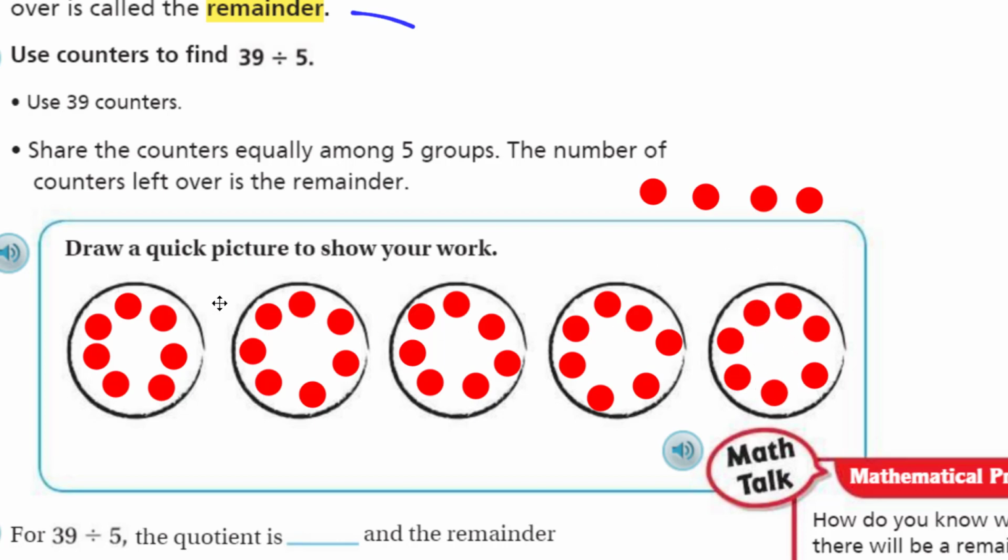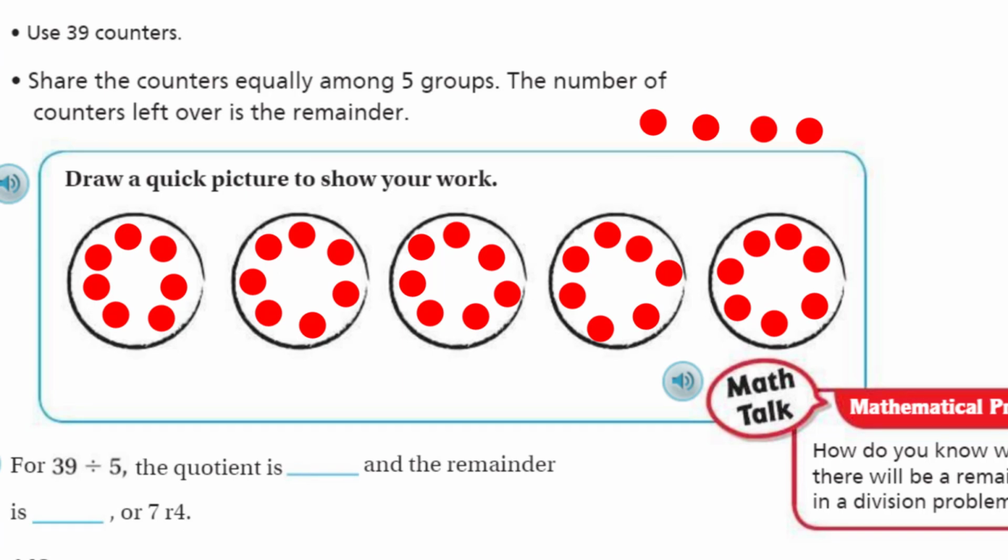Well, 7 times 5 is 35, 36, 37, 38, 39. Yes, that's true. So for 39 divided by 5, the quotient is 7, and the remainder is 4. Or 7 remainder 4. Woohoo!